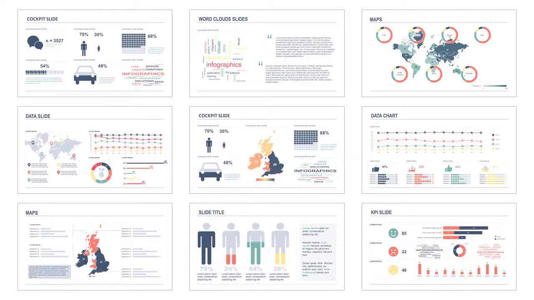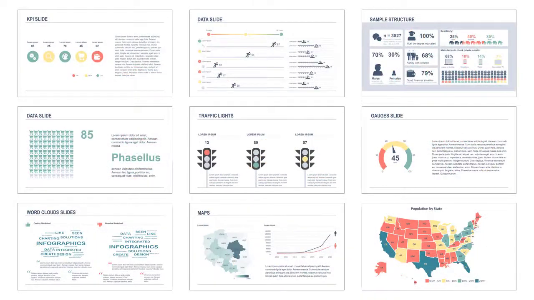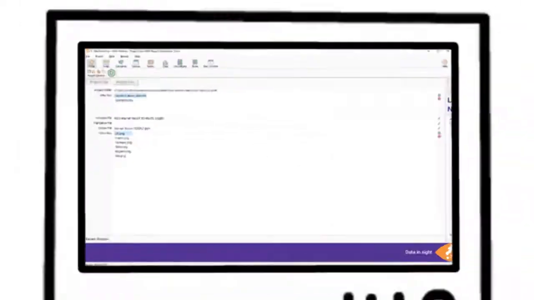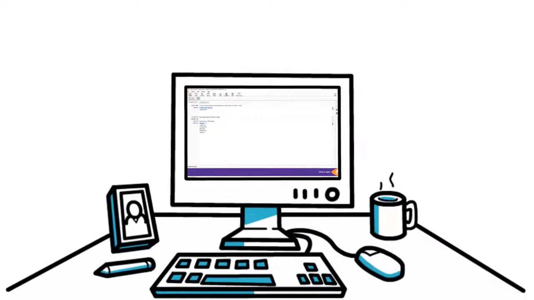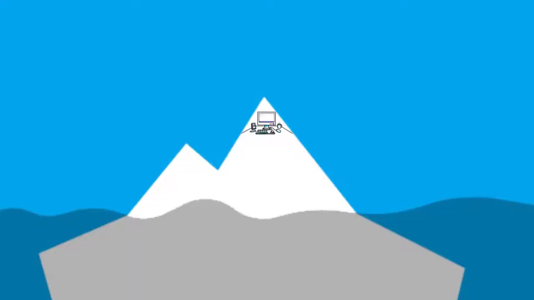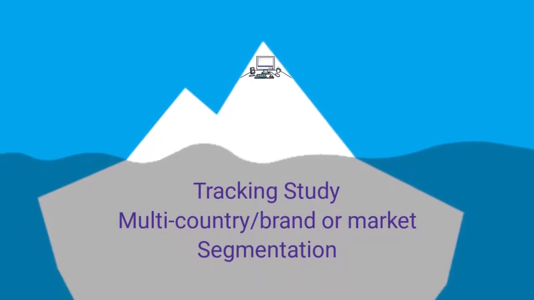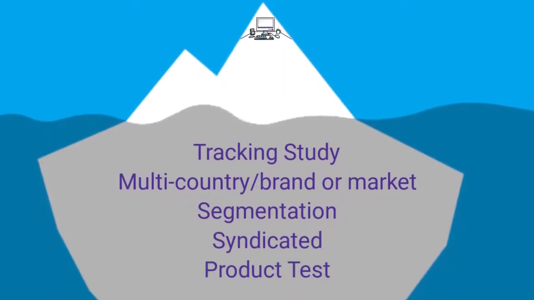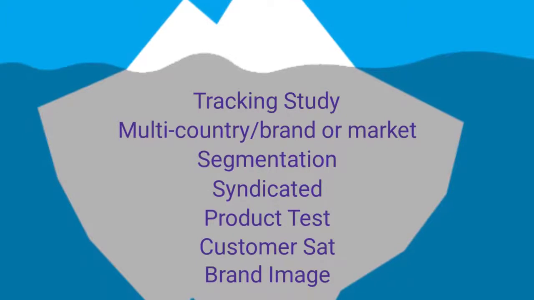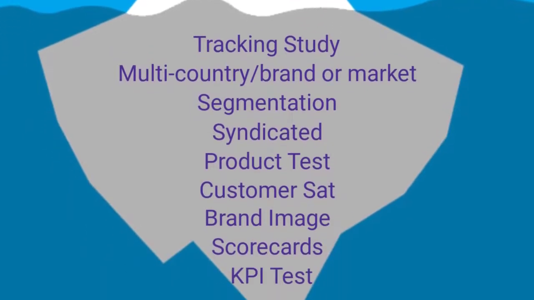There are no restrictions on the look and feel of your presentation. No matter how unique, complex, or customized your presentation may be, you can automate their production with ETABS Enterprise. So that's what we mean by one-click final report production. And this is just the tip of the iceberg. Whatever type of study you do, tracking study, multi-country brand or market, segmentation, syndicated, product test, customer satisfaction, brand image, scorecards, KPI tests. Any type of study, you name it, ETABS Enterprise can automate it.